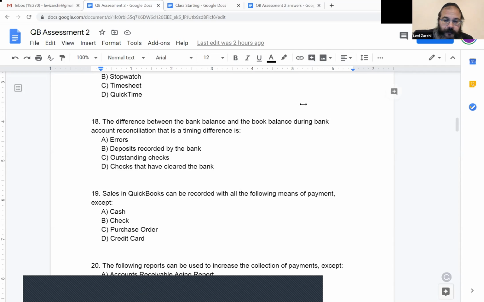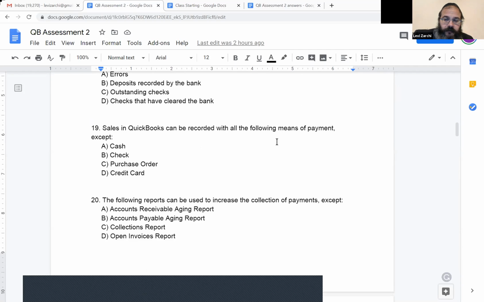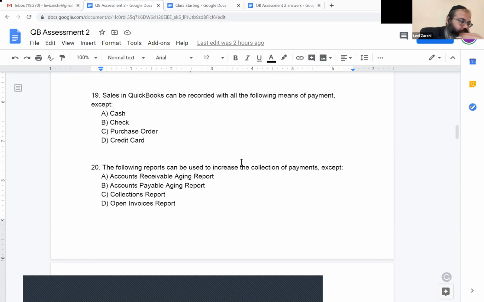19, sales in QuickBooks can be recorded with all the following means of payment: cash, check, and credit card, of course. Purchase order is not how you record payments and sales. That's not even how you record a payment of a purchase. It's just a purchase order, just a purchase. The answer to 19 is C. You don't record sales with purchase orders.